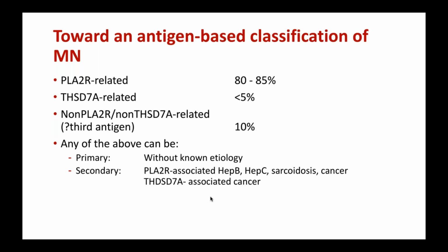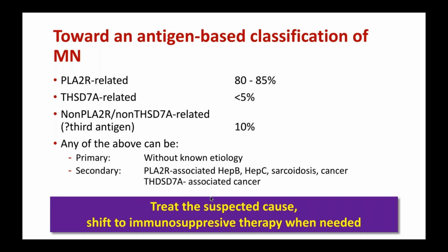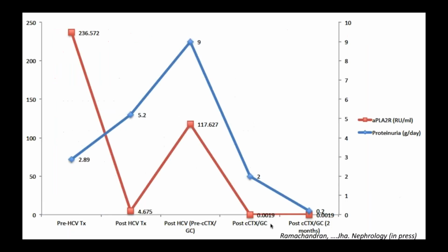This is important. So the lesson here is that in patients where you find a secondary cause, go ahead and treat the suspected cause. But please remember that these patients may still have phospholipase A2 receptor antibody associated membranous nephropathy, which may require the use of immunosuppressive therapy. This is illustrated in this patient, which was reported by Dr.